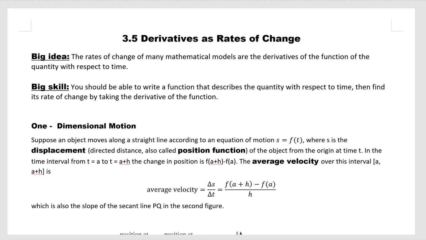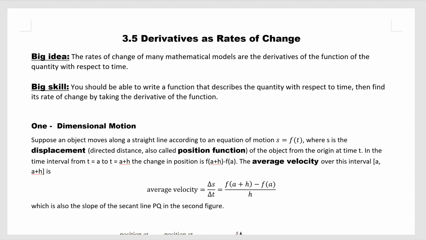Hi everyone. Today let's talk about section 3.5, derivatives as rate of change. So today we're going to talk about applications of derivatives. Big idea: the rates of change of many mathematical models are derivatives of functions of the quantity with respect to time. Big skills: you should be able to write a function that describes the quantity with respect to time, then find its rate of change by taking the derivative of the function.